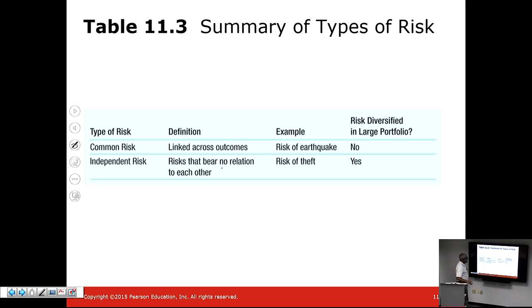So in a large diversified portfolio, the common risk is still present, but the independent risk is eliminated. In a large portfolio, the common risk is not eliminated. That means the common risk is present. And in a large portfolio, the independent risk is eliminated. That means it is not present.